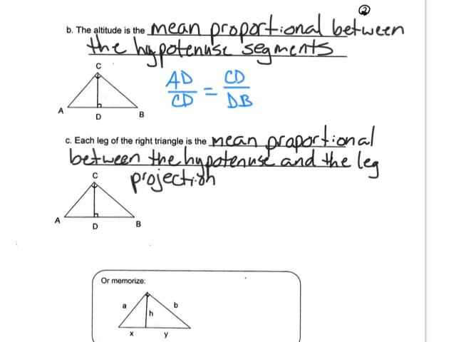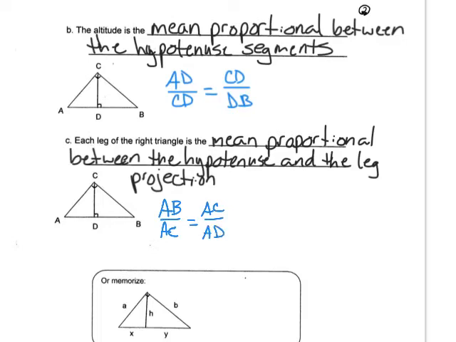So each leg, this leg here, is the mean proportional between AB and AD, because AD is the projection of AC. If I look at the other leg, CB is the mean proportional between AB and DB, because DB is the projection of CB. So I'm going to set those two up. Each leg is the mean proportional. So if I have leg AC, I'm going to put AC in where the mean proportional goes. The hypotenuse is AB, and its projection is AD.